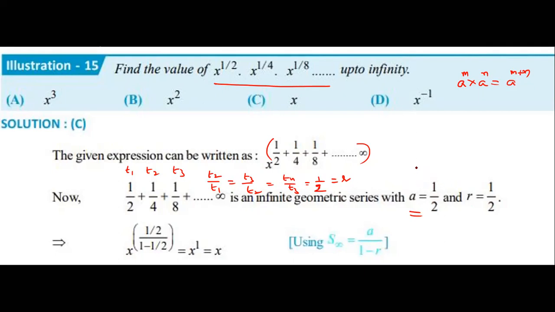Now, what is the formula? For an infinite series, what is the formula? Anyone? a by 1 minus r. So 1 by 2 by 1 minus 1 by 2. How much is coming? 1. Now, come to the question. x power 1 is coming, the answer is x. So use this formula. So the option is C.